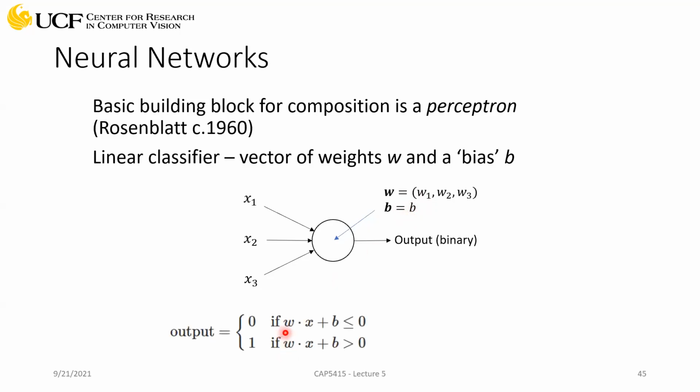Now, you can determine the output from this perceptron using this simple equation. So you take a dot product of W and X.